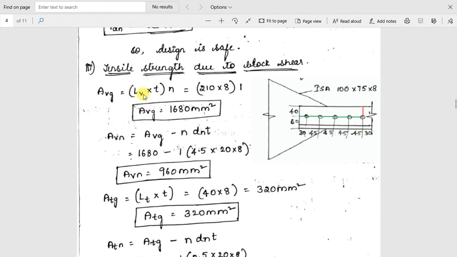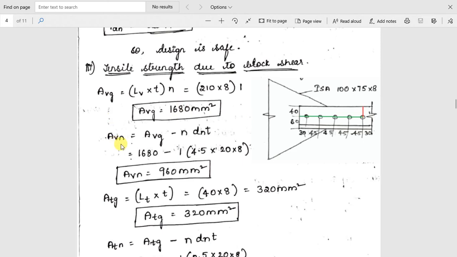So AVG is given by LV into T. So LV is nothing but the length of shear plane from this particular point till here. It is 45 into 4 plus 30, and it will be equal to 210. And thickness of angle leg is 8 mm. And N stands for number of shear planes. So here I have only one shear plane, so N will be equal to 1. So AVG will be 1680 mm square.